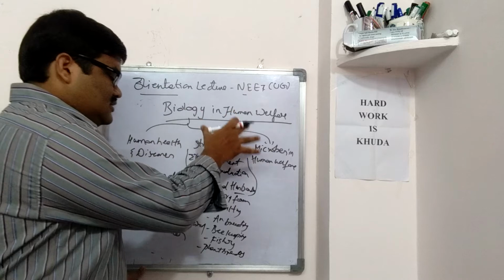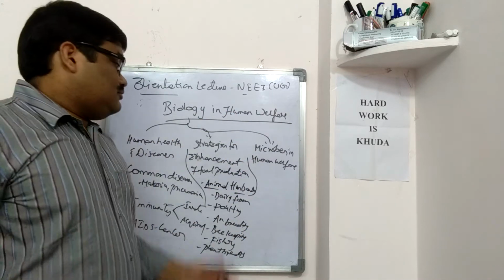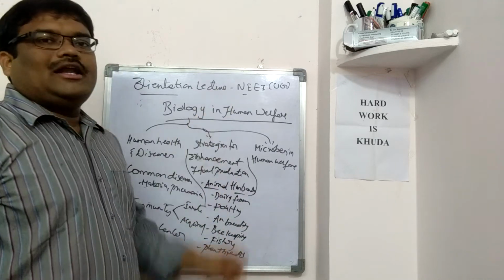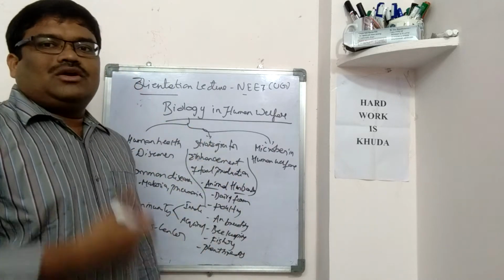For instance, these sub themes come under strategies for enhancement of food production, but it all comes under biology in human welfare. There are some other topics, but these are the most important topics that one will have to cover.